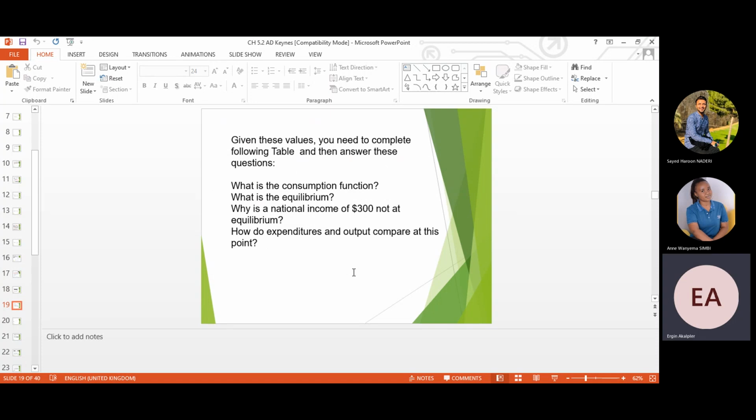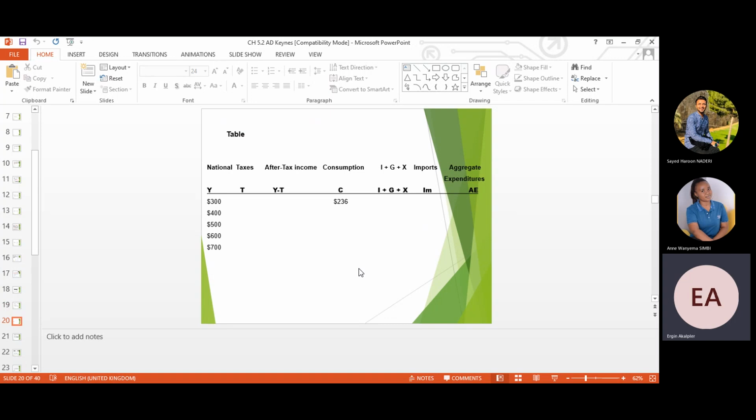Given these values, you need to complete the following table and then answer these questions. What is the consumption function? What is the equilibrium? Why is the national income of 300 not an equilibrium? And how do expenditures and output compare at this point? We have the table now. We will fill this table. We will solve this table.